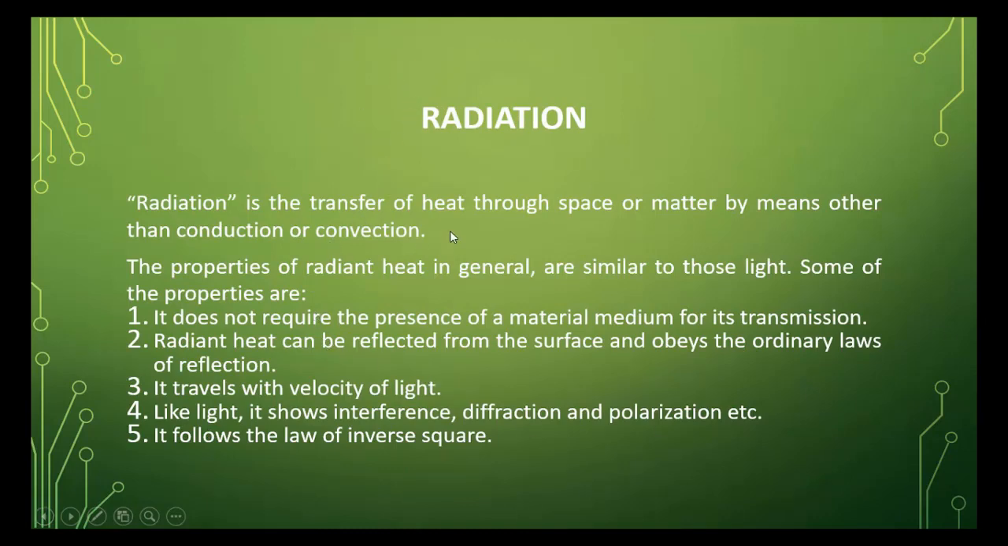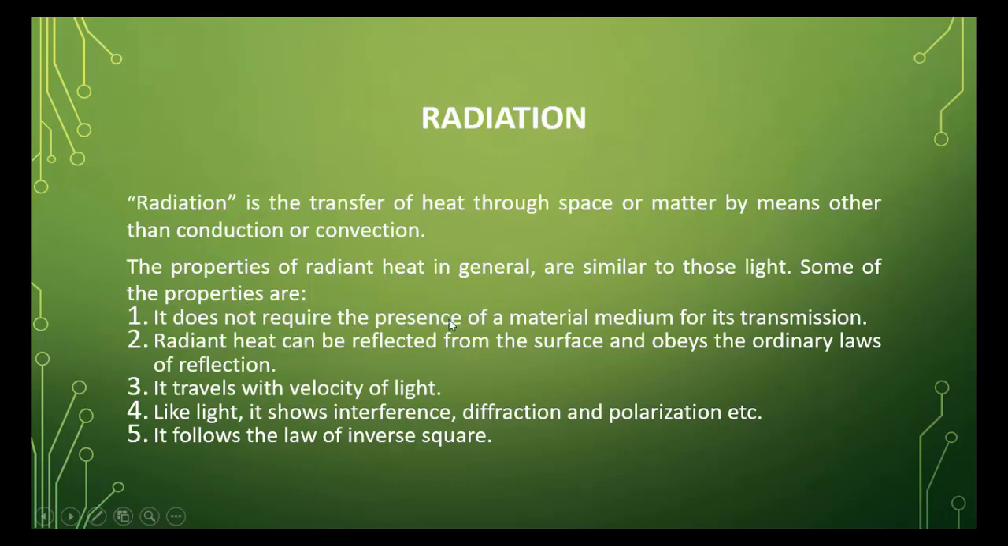Radiation. Radiation is the transfer of heat through space or matter by means other than conduction or convection. In other words, heat transfer without conduction and convection is called radiation. It is electromagnetic. The properties of radiant heat in general are similar to those of light. Some of the properties are given here.